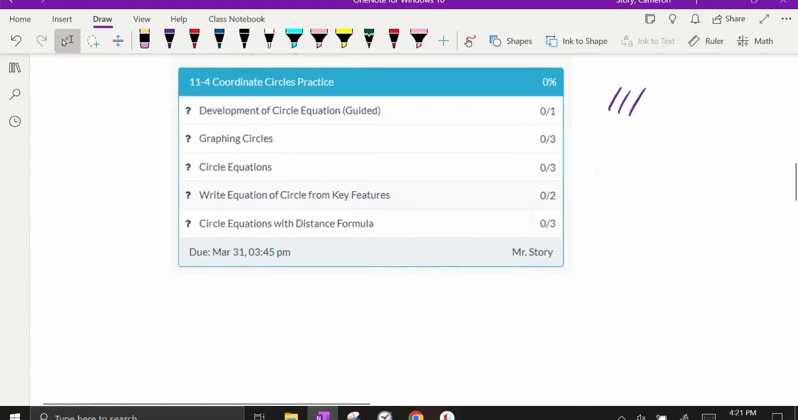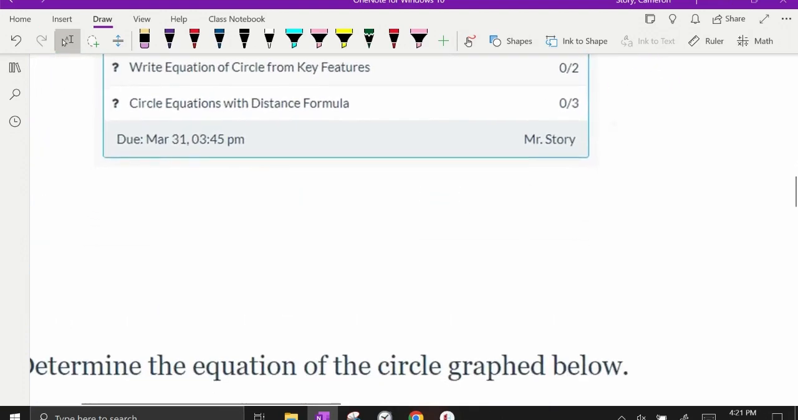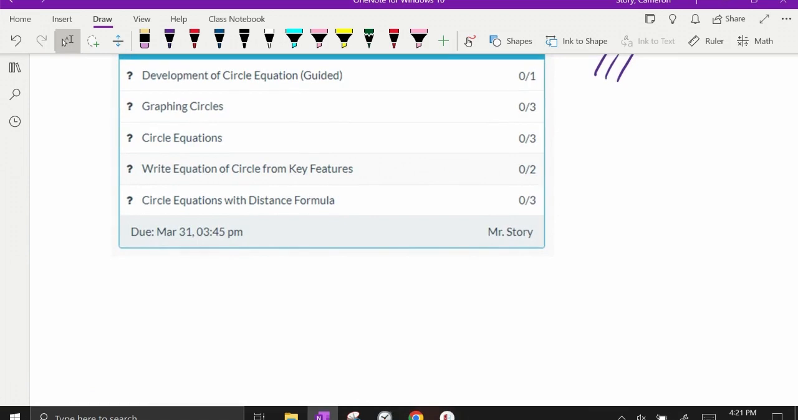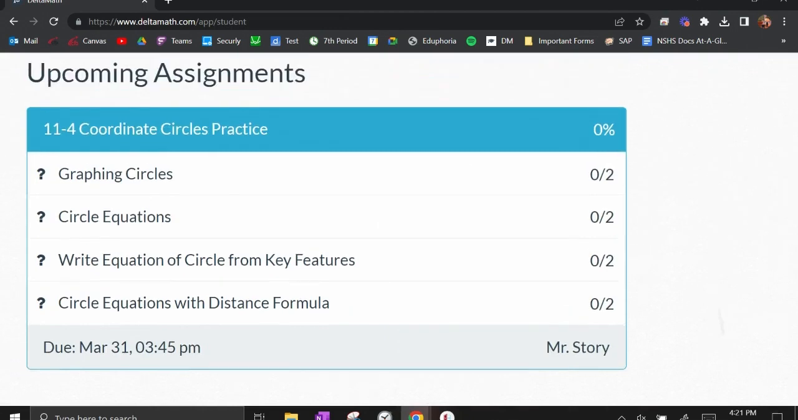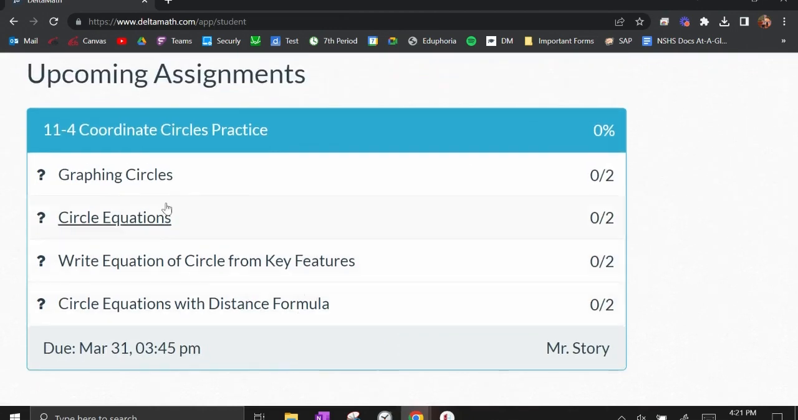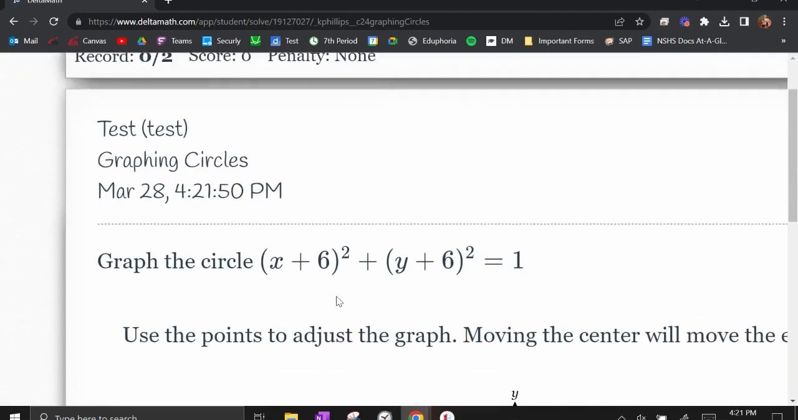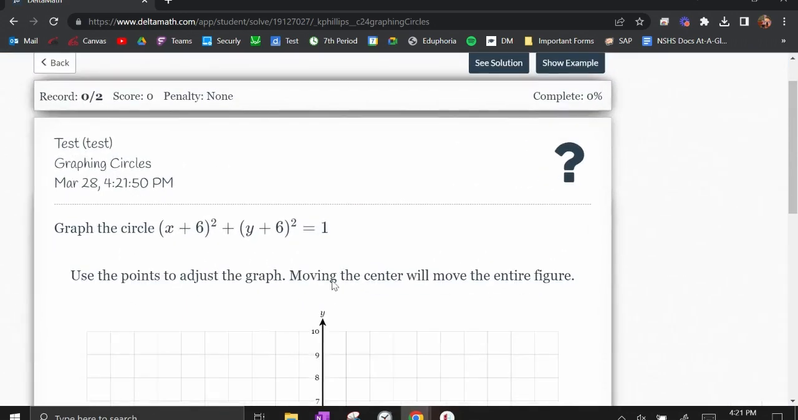Probably one of each. I think I changed it. It's probably just, I think I actually made it less than this. Let's actually pull up Delta Math really quick. Yes, okay. So this is your assignment. It's only 8 problems, one of each of these. We're going to do the first ones on the website itself because this one is just graphing.